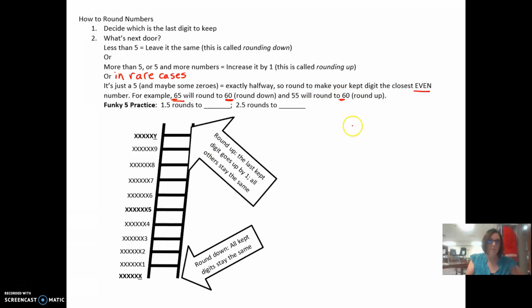Let's try a couple more practice. If you had 1.5 and we were going to round that to the ones place, to a whole number, if you rounded down, you'd go to 1, which is odd. If you rounded up, you'd go to 2, which is even. So we would round up to 2. If we had 2.5, then if we rounded down, we would go down to 2. If we rounded up, we'd go up to 3. So we would go to 2.